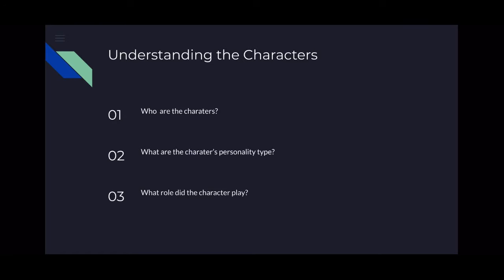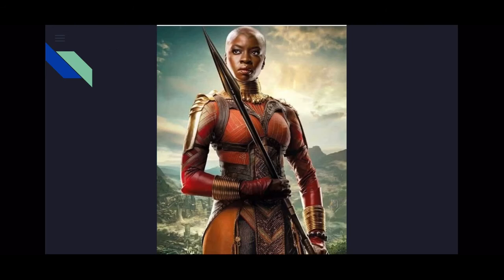The next character will be Shuri, which is the daughter of the deceased King T'Chaka and sister to the new King T'Challa of Wakanda, and she is head of science and information exchange. Our next character will be T'Challa, which is the king of Wakanda, also known as the Black Panther, who was seen in the first slide.